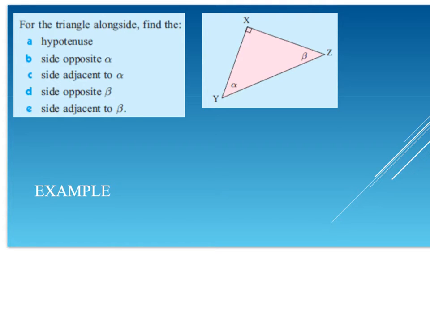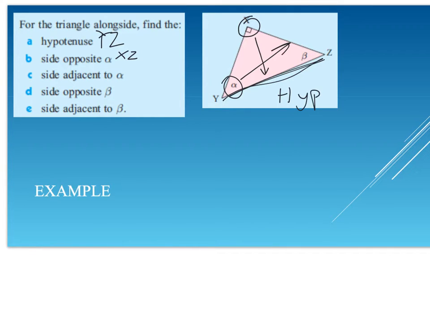So here's an example. For the right triangle alongside, we want to find the hypotenuse. There's our right angle, we go across, our hypotenuse is going to be YZ. Then the side opposite alpha, we find alpha, and we go across, and that would be XZ. Then the side that's adjacent to alpha, if this is our hypotenuse, it can't be anything else. We've already said this is opposite over here. So next to would be our adjacent, and that is the side XY.